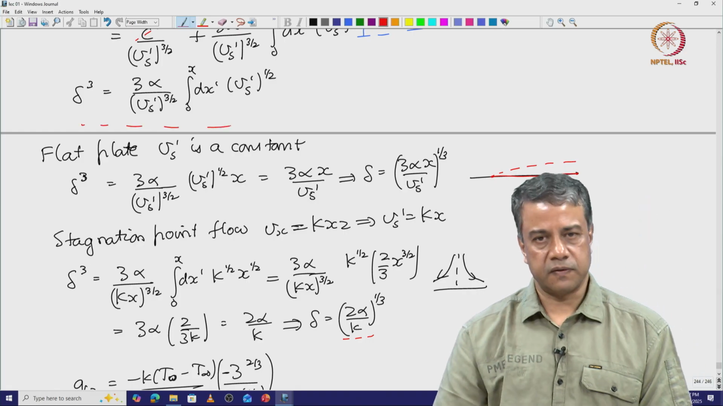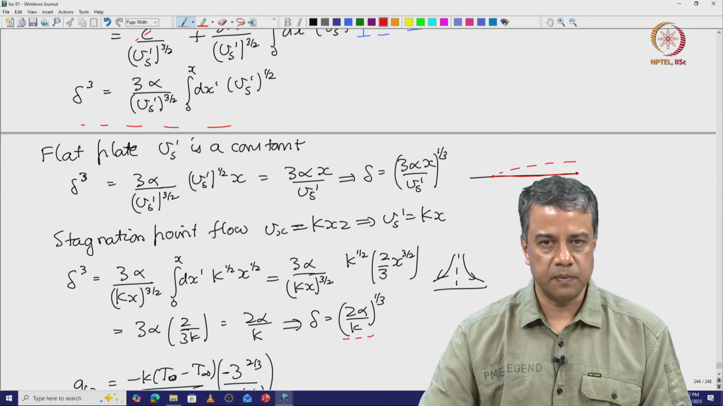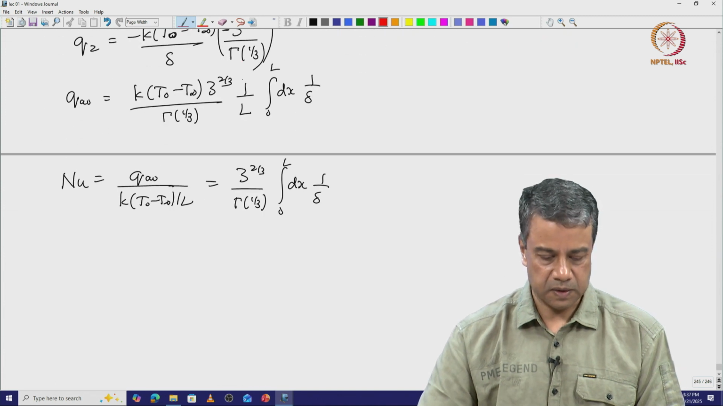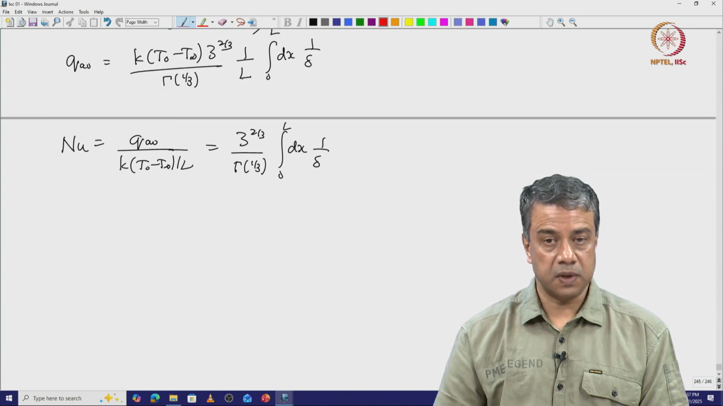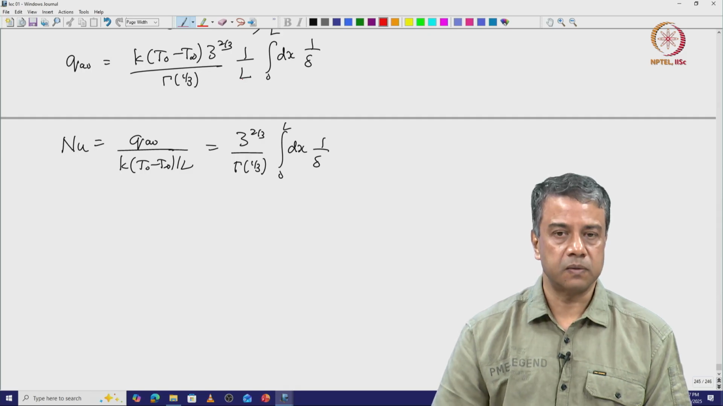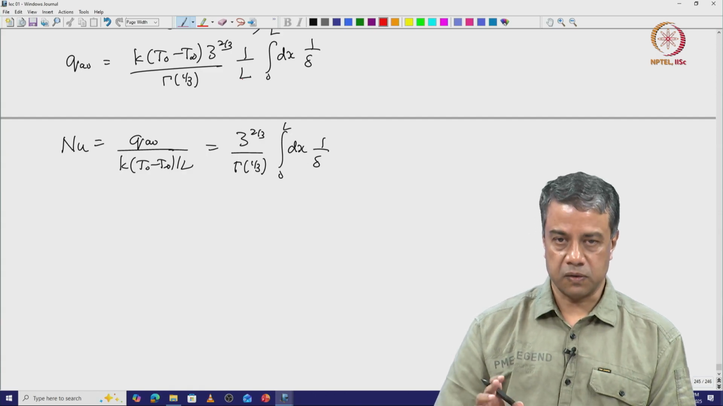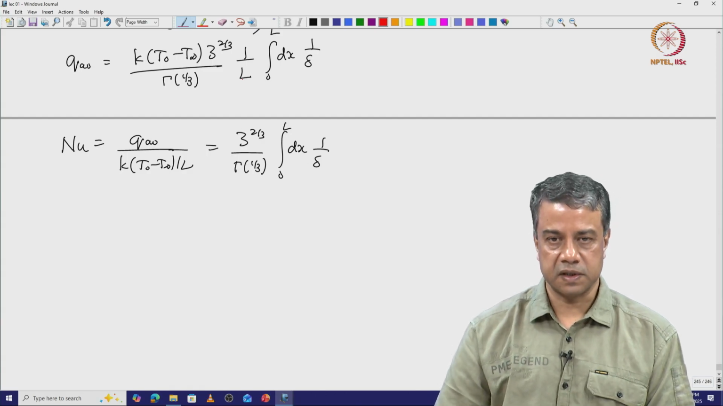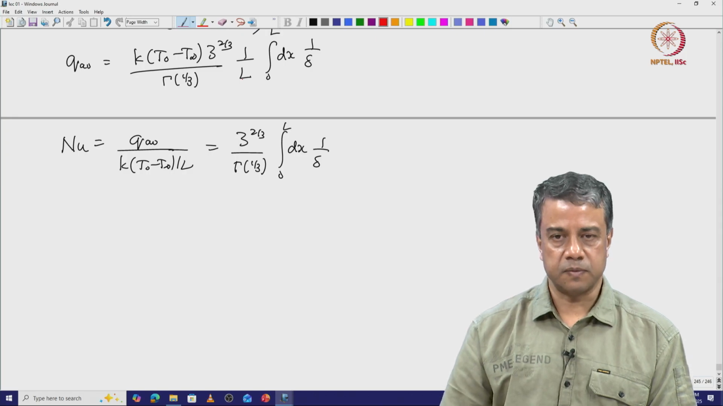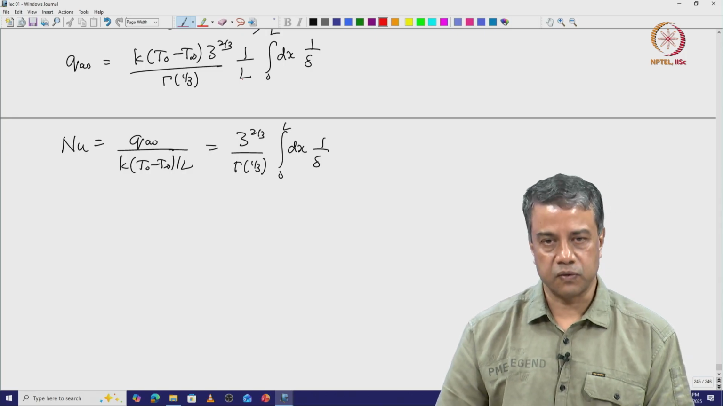Substitute this expression for delta for a known value of Vs prime in order to find out what is the Nusselt number. So, that was the reason why the temperature field in terms of eta was the same. The T star in terms of eta was the same for any configuration where you have a no slip boundary condition at the surface, provided the flow is incompressible for 2-dimensional flows.